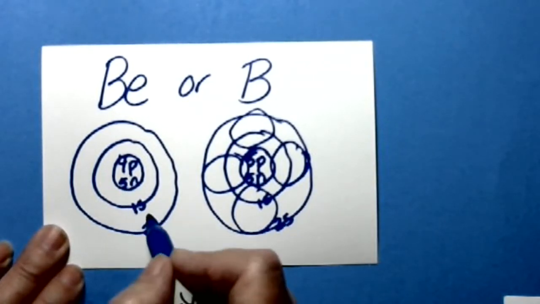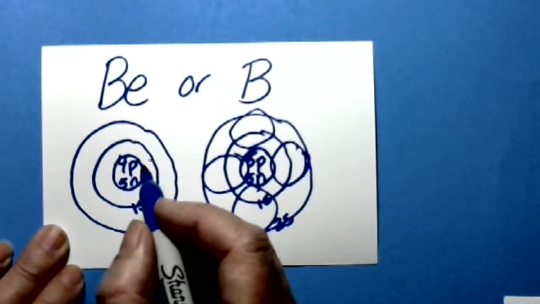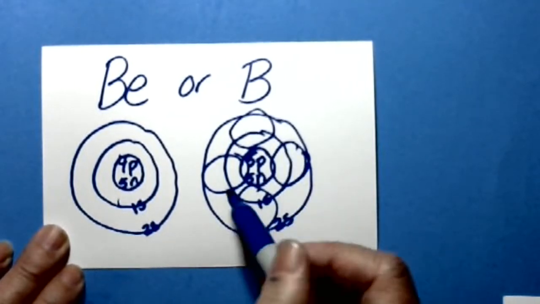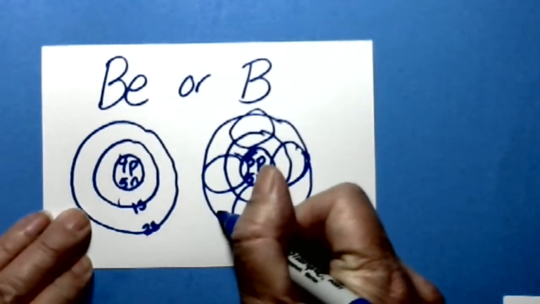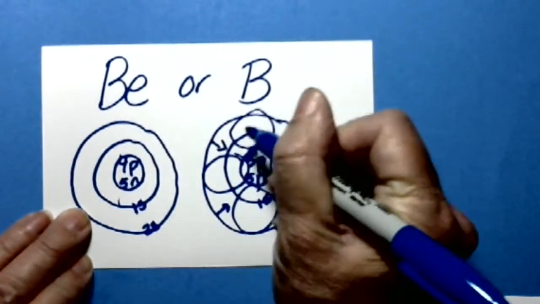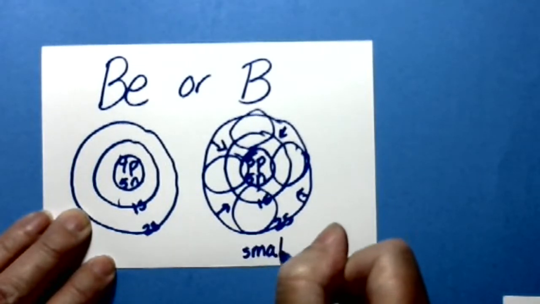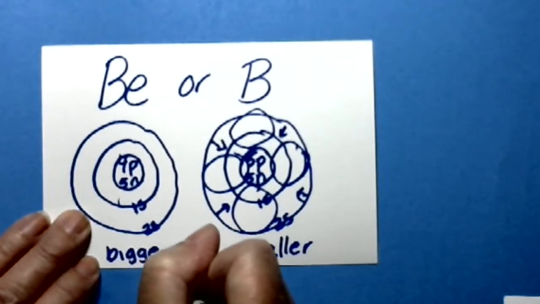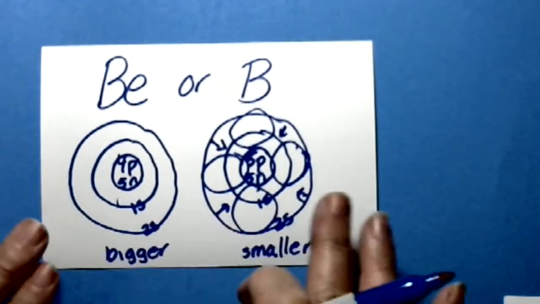Well, once again, these electrons are being pulled in by 4 protons, being pushed out by 2 electrons. This is being pulled in by 5 protons, being pushed out by 2 electrons. Therefore, this is being pulled in more. This is smaller. And this is bigger.